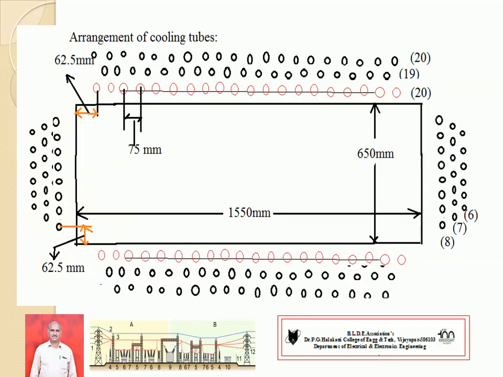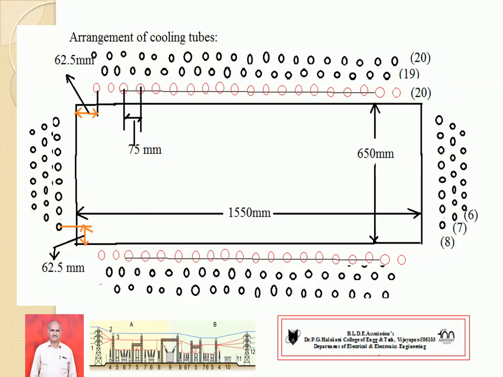Next, if the question asks, also show the arrangement of cooling tubes. You draw a rectangle and mention width and length. Width is 1.5 meters, converted into millimeters, 1550 millimeter. Length of tank is 0.65 meter, that is 650 mm. You have to leave a minimum of 50 mm surface along widthwise and lengthwise. Maximum it may be left to your choice.